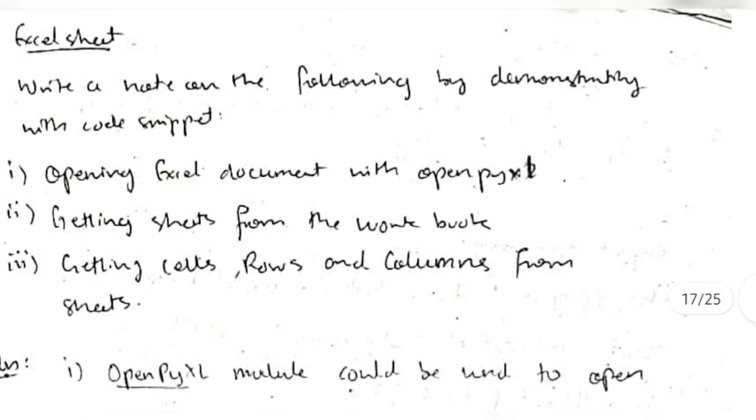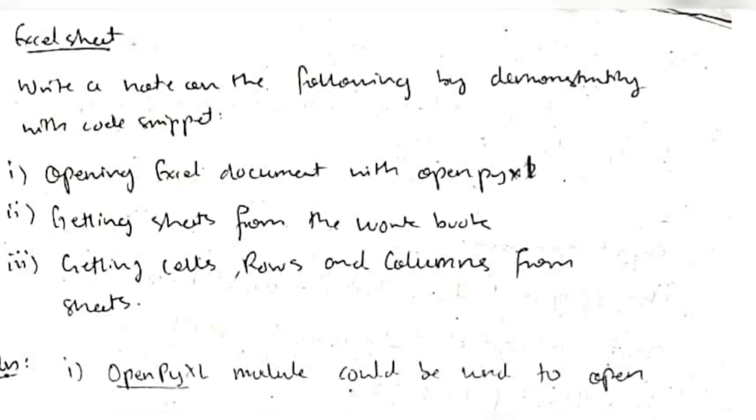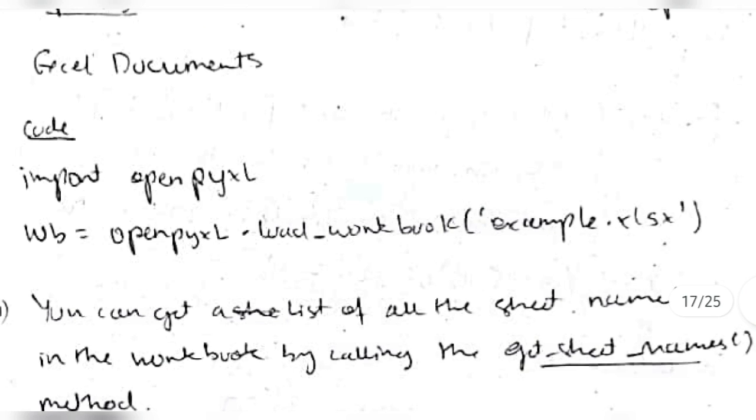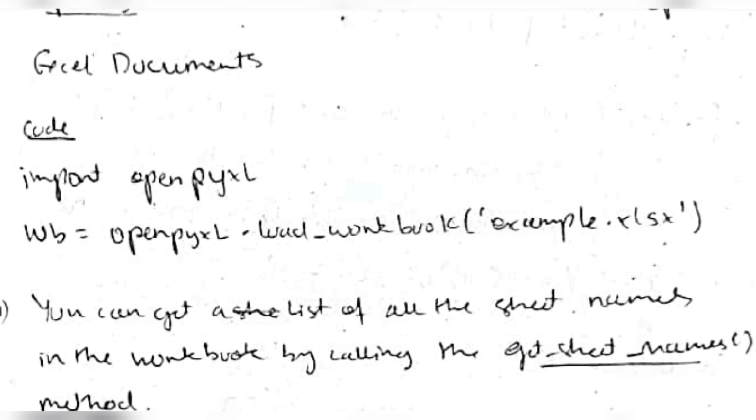Okay, so the first question is, write a note on the following by demonstrating the code snippet: opening the Excel document with OpenPyXL. So which is the module which you are going to use? OpenPyXL. Okay, so OpenPyXL is used to open the Excel documents. So you are importing openpyxl, and after that when you have to open any sheet, that means the workbook. Okay, a workbook means it's a bundle of sheets. There will be many sheets here which will be stored as a single workbook. Okay, meaning sheet 1, sheet 2 and all till sheet n.